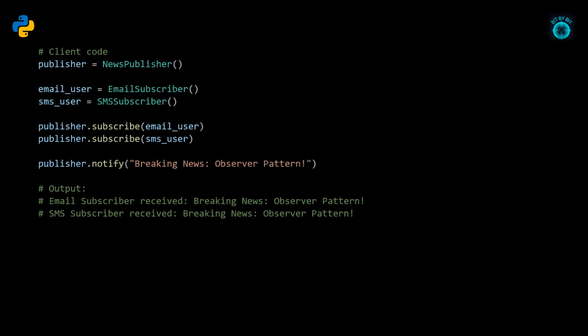Finally, in the client code, we create a publisher and two observer instances. We subscribe them and send out a message using the notify method. As a result, both subscribers receive and print the message. Using abstract base classes this way enforces structure in your design. It ensures that every observer must implement update, which makes your system more robust, predictable, and easier to maintain.